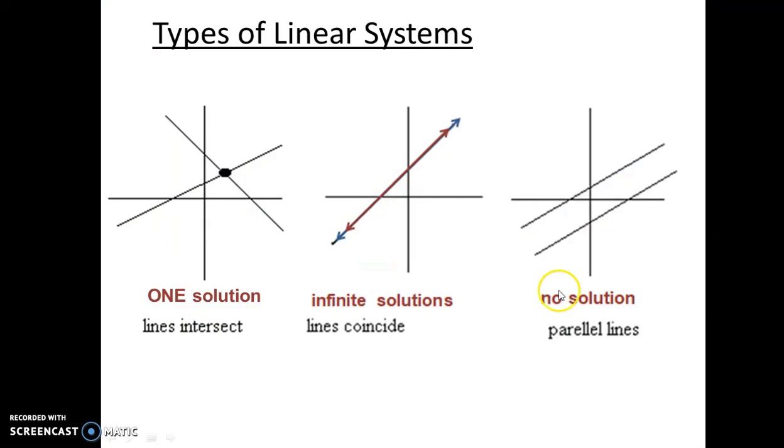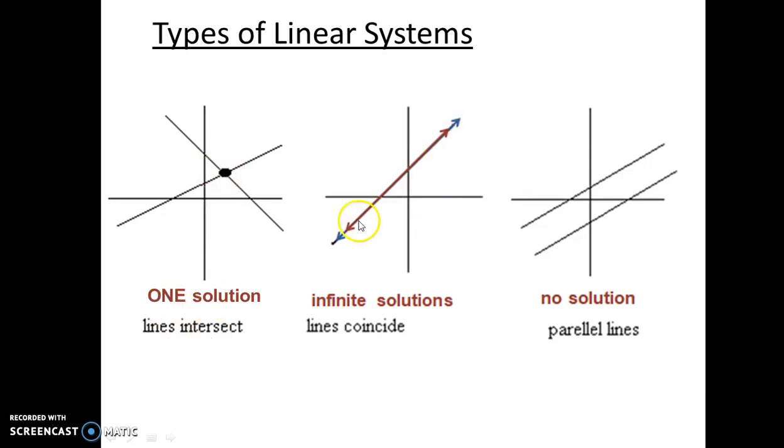Okay, there are basically three types of linear systems. A system means you have more than one line in one plane. So here's one line, here's another line. That's now called a system. And in this system, if I have one line like that, one line like that, those two lines meet at one point, so we have one solution and the lines intersect.